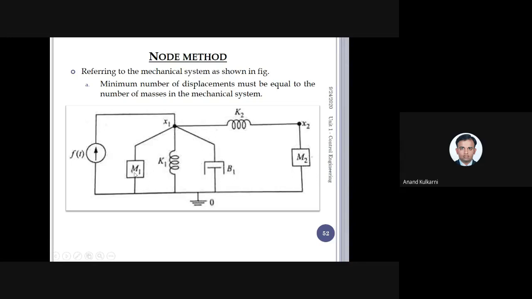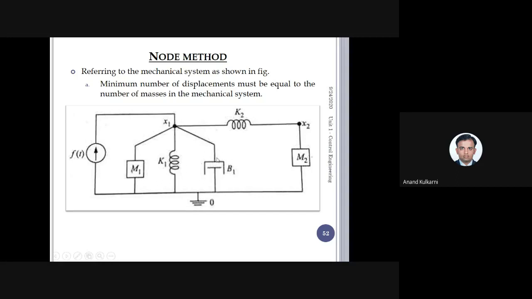So how to write it? M1 into d square x1 divided by dt square. Just remember, understand it, do not learn it by heart. This mass is an acceleration term, so m1 is going to be multiplied by d square of whichever node we are taking, that is x1 in this case, so it becomes d square x1 divided by dt square. Then is there any other mass? No. Plus the velocity term, b1 into dx1 divided by dt, because it is a velocity term. So dx1 divided by dt becomes the second term.